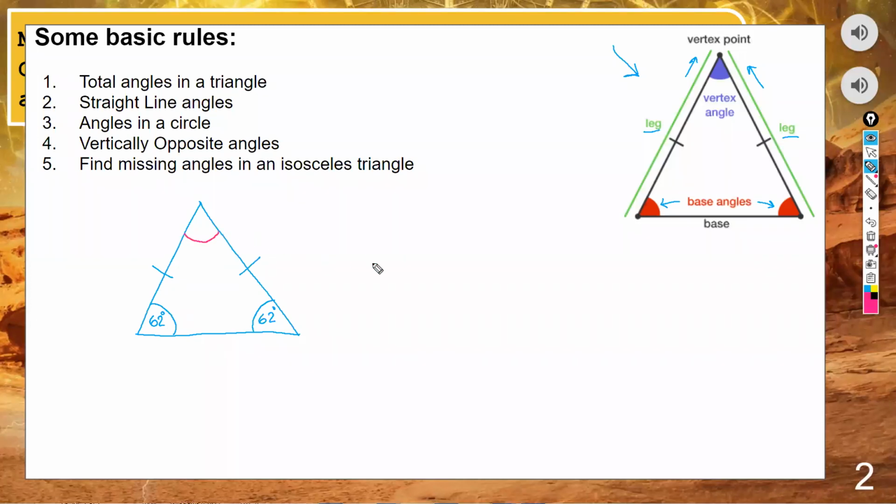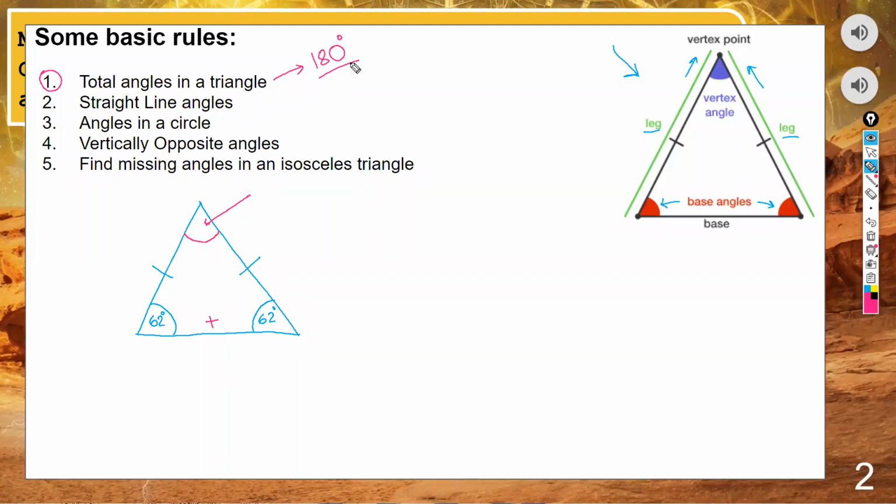This pink angle, will he be 62 degrees in an isosceles triangle? Will he be 62? The answer is no. Only two base angles are equal. So how do you find this angle? You'll remember from number 1, all the angles in a triangle add up to 180 degrees. So if you know he is 62 and you know he is 62, isn't it possible to add both of them and minus it from 180 to find the vertex angle?